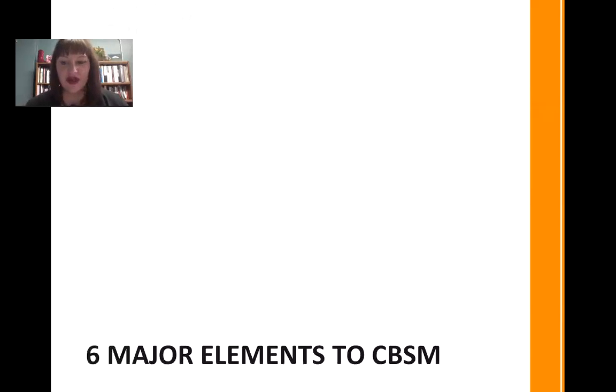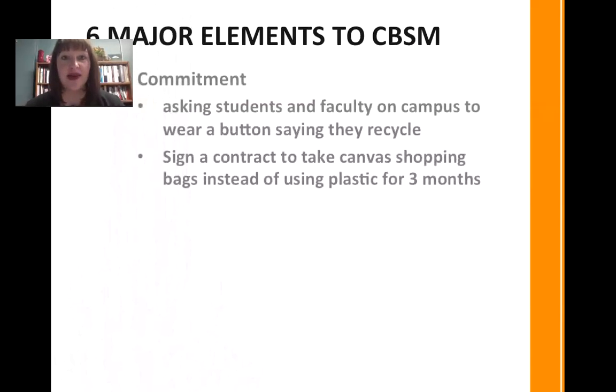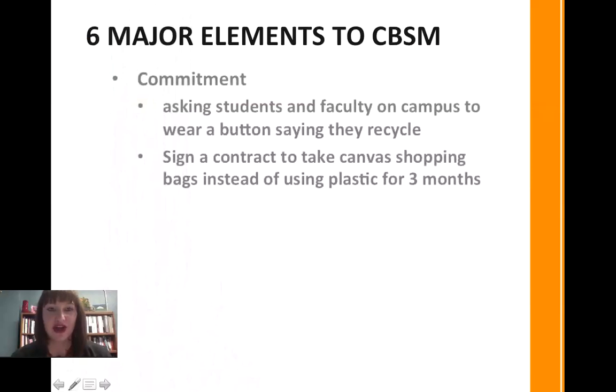The very first thing I want to talk about are the 6 major elements that are involved in community-based social marketing. So it's important to note that there are 6 major elements. The very first of those is commitment. So you want to start by asking people to do something that isn't such a big deal. You can ask them for a smaller commitment, and then that smaller commitment will lead to a larger commitment later.